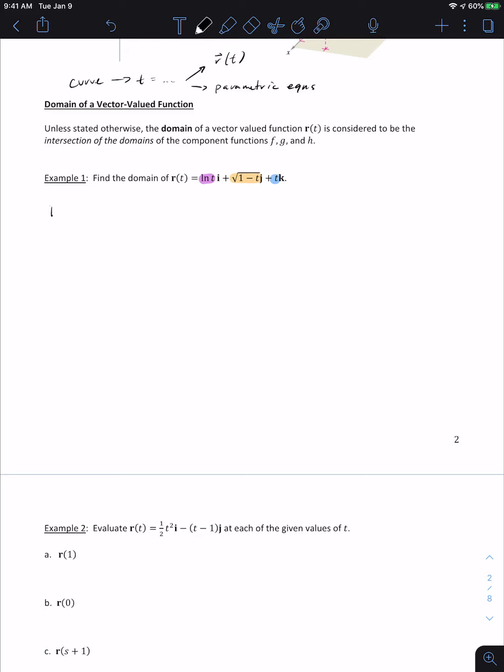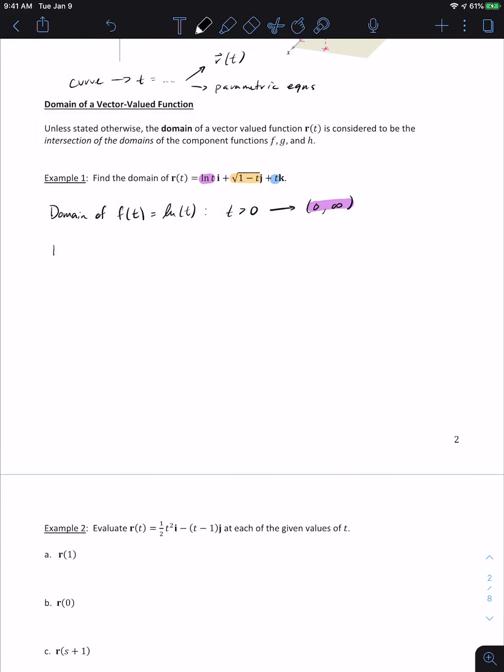So let's first find the domain of, remember, we typically call f of t the function that corresponds to the i component, which is ln of t. And so what is the domain of ln of t? Well, remember, what values can I plug into a logarithm? I can't plug in negative numbers, and I can't plug in 0, right? So in other words, I have t strictly greater than 0. In interval notation, this corresponds to parentheses 0 to infinity, right? And so that is my domain of f of t.